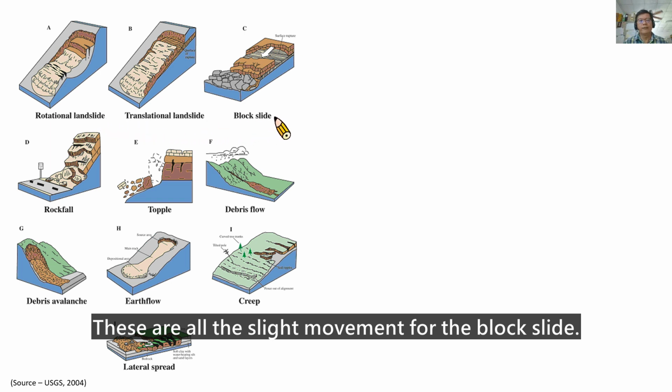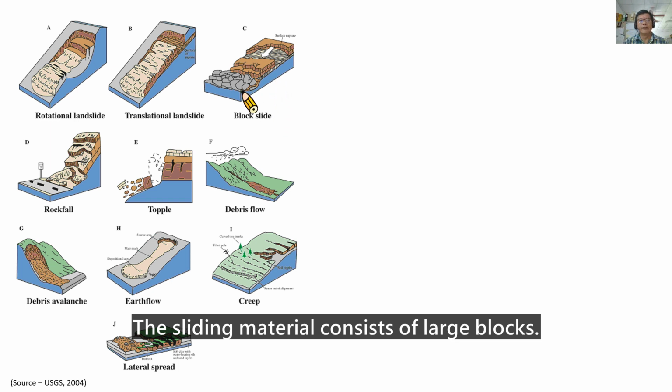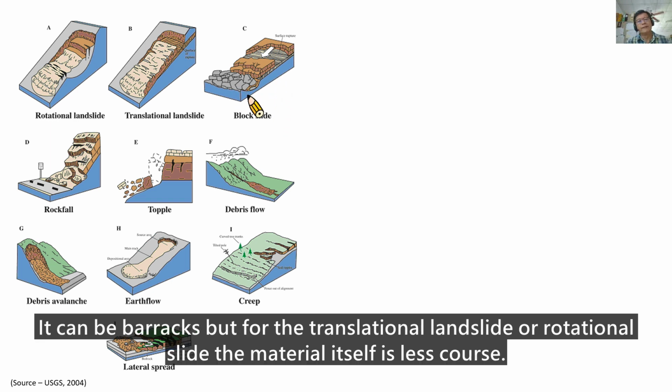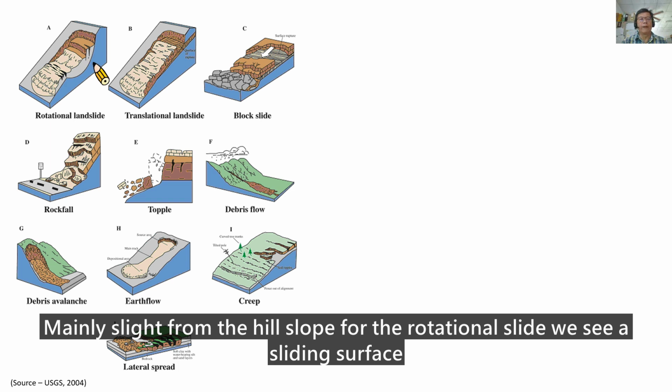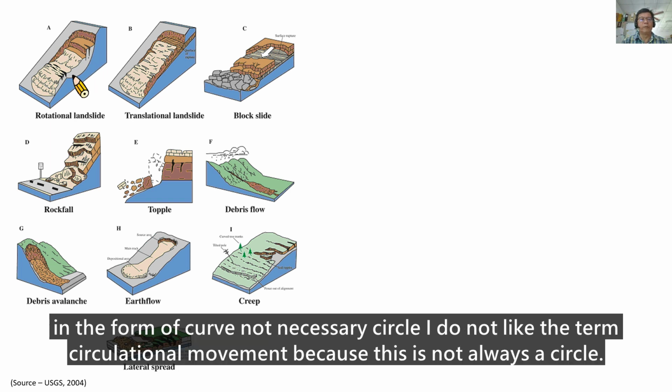For the block slide, the sliding material consists of large blocks. It can be barracks. But for the translational landslide or rotational slide, the material itself is less coarse, mainly the soil mass. The soil mass slides from the hill slope. For the rotational slide, we see a sliding surface in the form of a curve, not necessarily a circle.